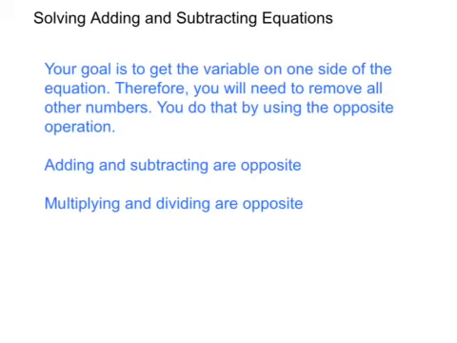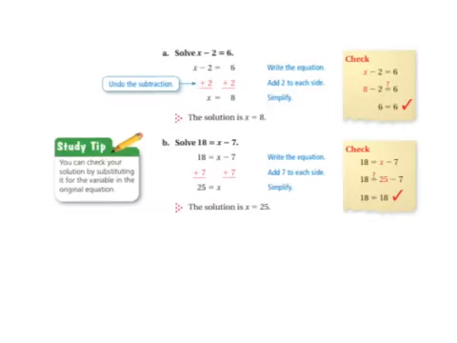Therefore, you have to remove any other numbers or any other operation that is with that variable. And the way we get rid of that is by doing the opposite operation. Adding and subtracting are opposites, so you'll use those two things to undo one another. Multiplying and dividing are opposites, so again, you'll use those two operations to undo those. Let's take a couple examples.